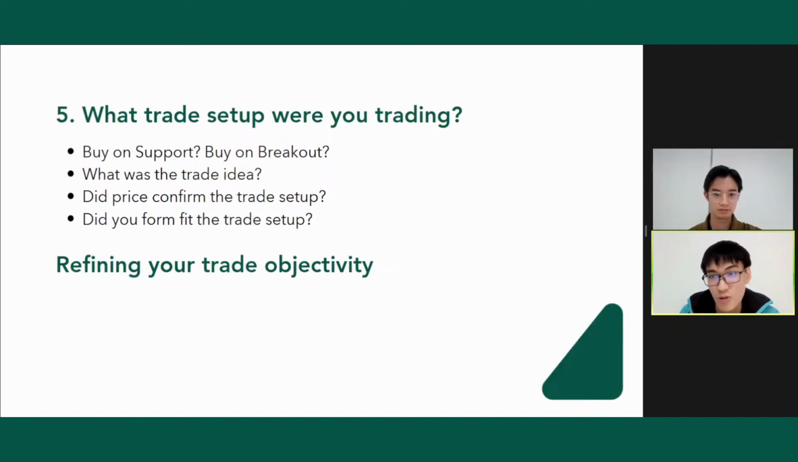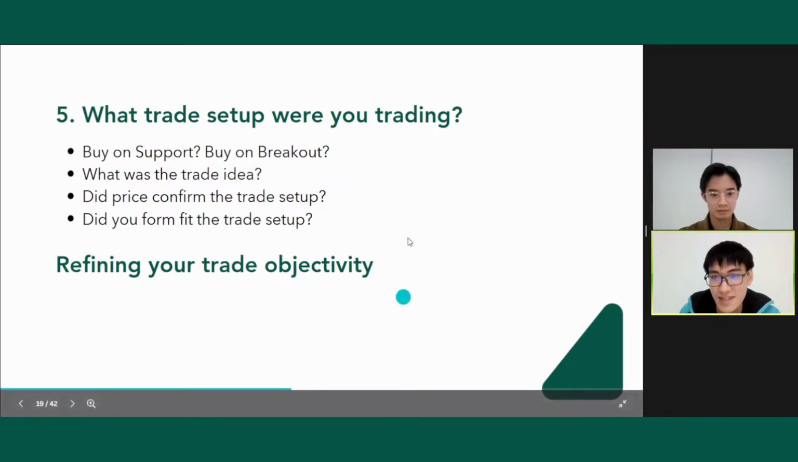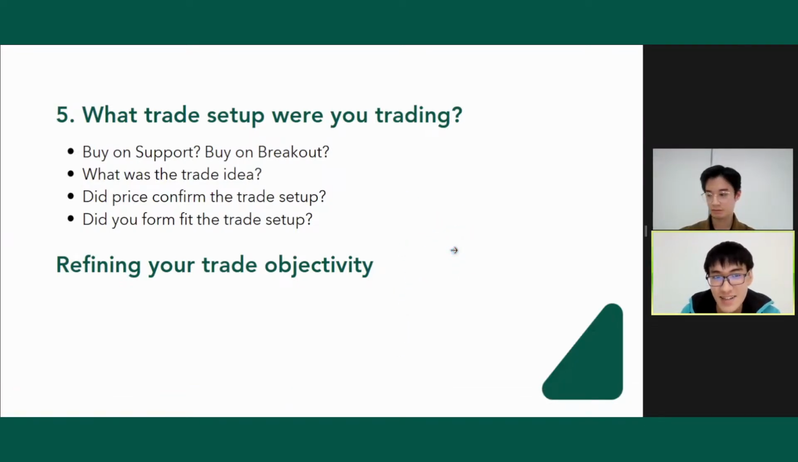So those are the only two trade setups that I think you should be looking at. If it's on support, you buy the bounce off support. If it's near resistance, you buy the breakout. That's it. So you ask yourself, what was the trade idea? The next is, did price confirm the trade setup? So what do I mean by this?